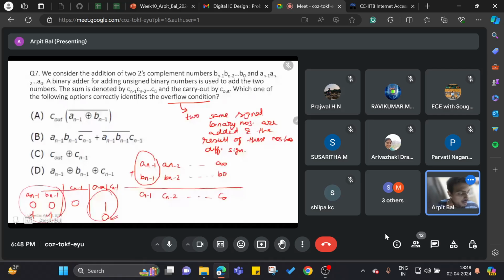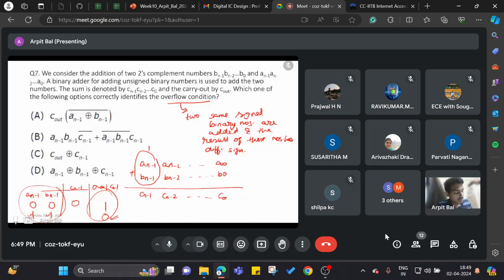Can someone tell me which one is the correct option? But in the first case as well, you took both as 0, which means both are positive. Correct, and if you add two positive numbers, there is no way you will get a negative number. Then why is the overflow condition 1? What if An minus 2 generates a carry somehow, and that carry gets propagated here? Understood, right? Yeah, I got it.